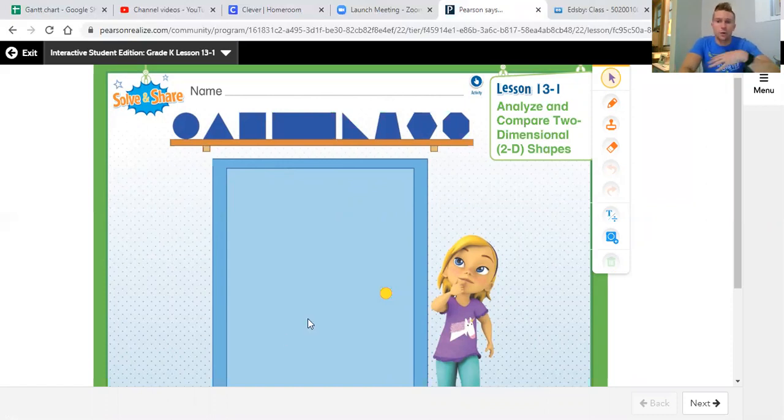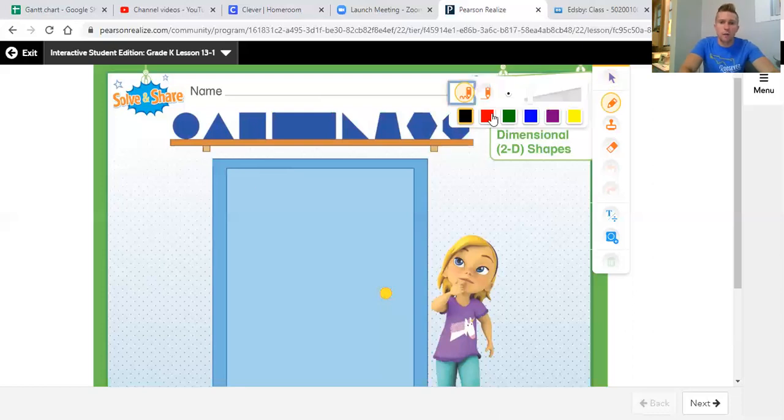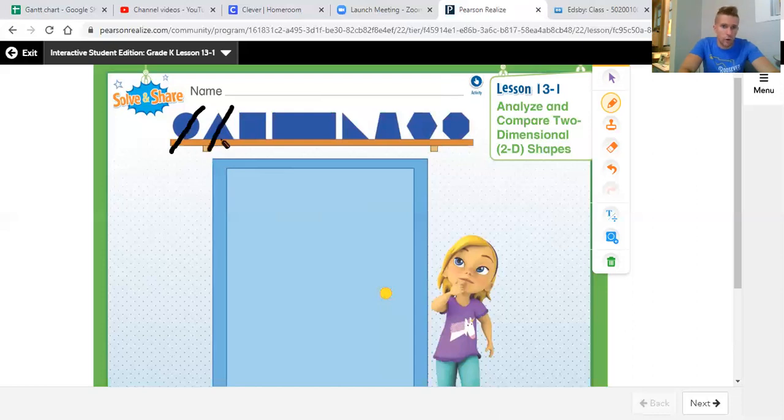Now remember, I'm just doing it. You don't have to do this one. So they want me to draw all the shapes that have 4 vertices on the door. So let's see. Does this have 4 vertices? This one right here? Definitely not. What about this one right here? Would I draw this triangle? Definitely not. It's only 3 vertices. Let's see this. 1, 2, 3, 4. Yes, that square is definitely behind the door.